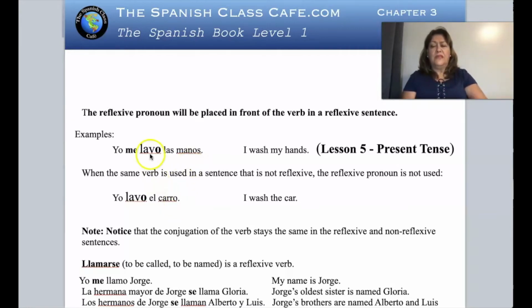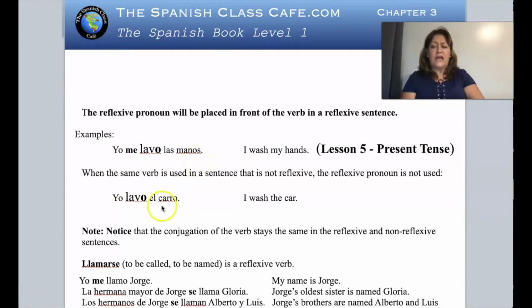Now, the conjugation, we learned that in lesson 5. If you look at my video, lesson 5, Spanish verbs, then you will see that I gave you there the present tense of all regular verbs, and you already will know that the conjugation for yo is an o, and that's why I say yo lavo. Now we add the reflexive pronoun, and this becomes yo me lavo las manos.